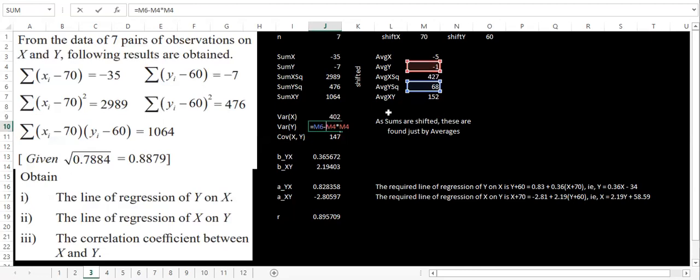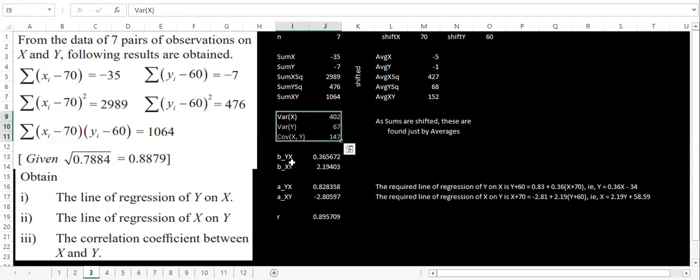So 68 minus 1 gives you 67, and covariance is nothing but the average of the product minus the product of the averages. So it is 152 minus the product of these two quantities, that is 5. So 152 minus 5 gives you 147. And once you have these variance and covariances, you can calculate the regression coefficients. Again, remember behind the scenes, these are the regression coefficients of v on u and u on v respectively. So again, these are calculated using the variance and covariances.